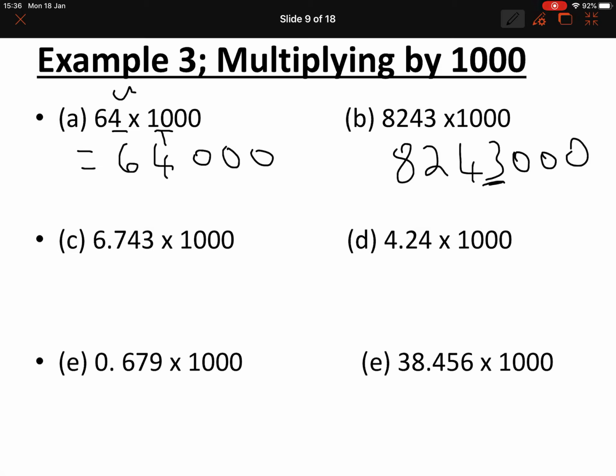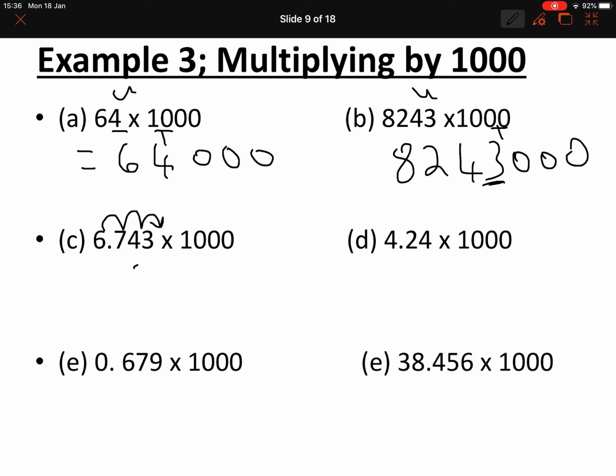And the same thing here. So the 3 used to be a unit in this column, and multiplying by 1,000 has promoted it 3 places into the thousands column. So that would be 8,243,000. That's how you'd say that number.